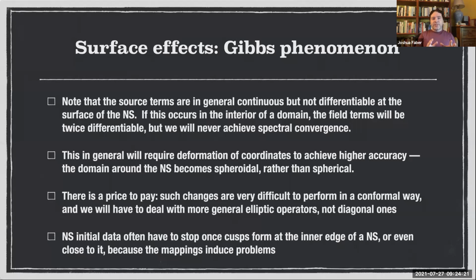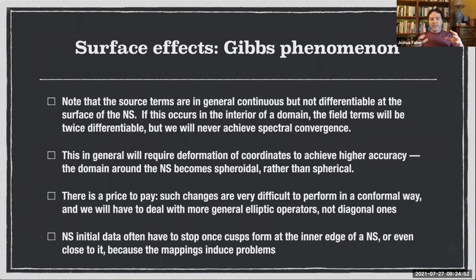Let's talk about neutron star surfaces. Those are a key thing to deal with. The source terms are generally continuous, things like the density, but they're typically not differentiable at the surface of the neutron star. The density comes to 0 and then stops. There's no more density. If this occurs in the interior of some domain, your field terms will be twice differentiable, but you're never going to get spectral convergence for things that are not infinitely differentiable.